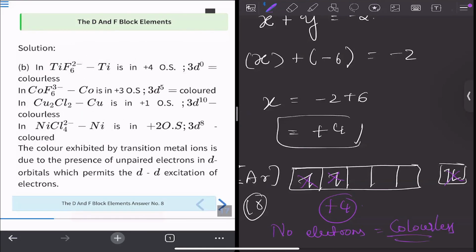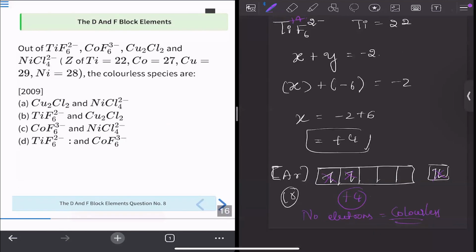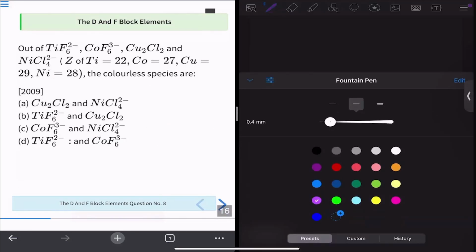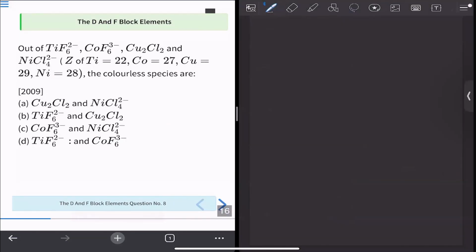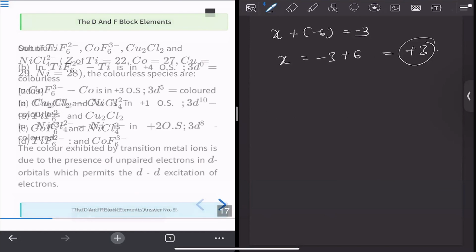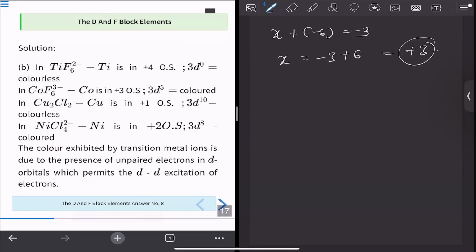If you consider the next one, that is [CoF6]3-, the oxidation state of cobalt is X plus (-6) equal to -3. So X is equal to -3 plus 6, which is the +3 state. So cobalt is present in the +3 state, and after +3 it will have a 3d5 configuration.